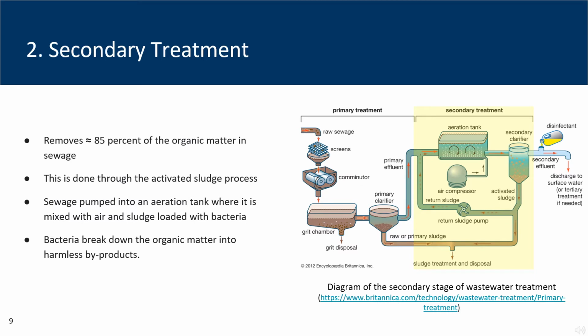After primary treatment, the effluent moves to secondary treatment. At this stage, 85% of organic matter in the sewage is removed. This is done through one of our focuses, activated sludge. To make this occur, sewage is pumped into an aeration tank where it is mixed with air and sludge containing bacteria. This bacteria works to break down organic matter into harmless byproducts.